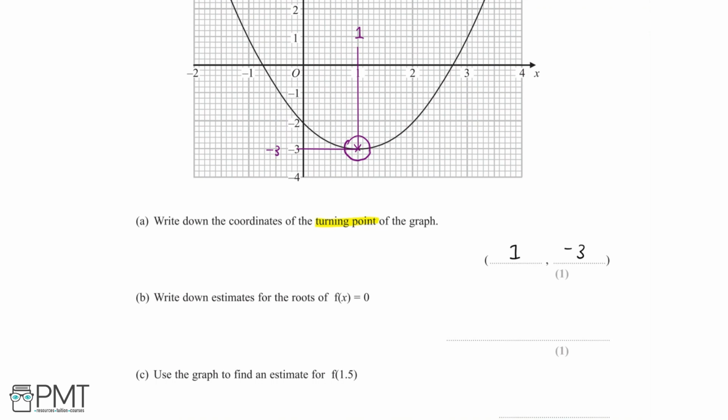In part B, we're asked to write down estimates for the roots of f(x) equals 0. And now to make this easier, we're going to imagine that y equals f(x). So now, when y equals 0, we can take a look at the graph to convey this. Y over here is equal to 0. So the line where y equals 0 is this line right here, which we can see is actually the x-axis. So the roots of f(x) equals 0 is when y equals 0. And so we need to find the point at which the graph crosses the x-axis.